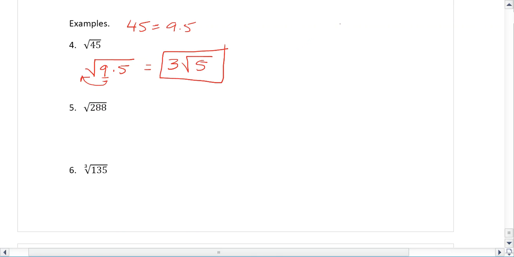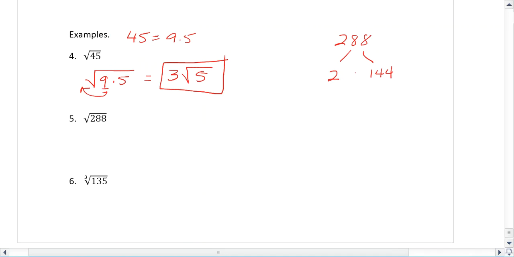288. Some of you may see, if you know your times tables a little bit and you know what 12 times 12 is, you might have seen that already. But let's look at maybe both ways for this example. So I'm going to do the factor tree very quickly over here. Something kind of special happened when I started this factor tree. I saw that 288 was an even number. I divided it by 2, and then I saw this. I have 2 times 144.